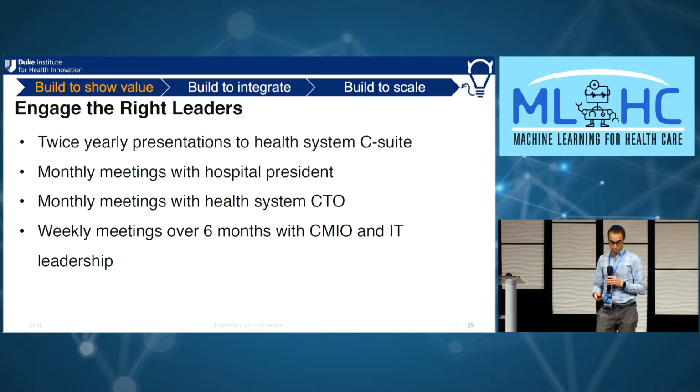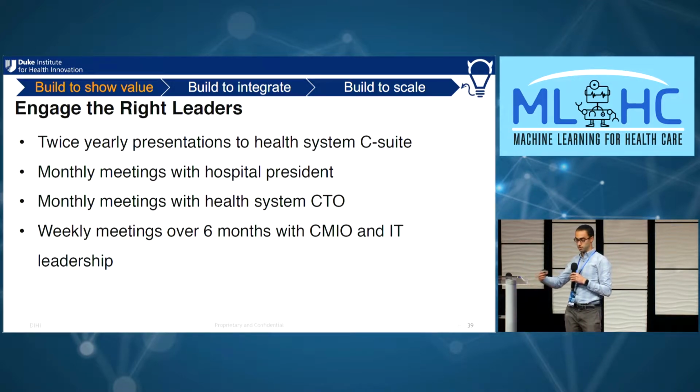You have to engage the right leaders. And part of this is really on the responsibility of the innovation team to have these relationships and have this network of individuals engaged in the projects from the beginning. So the top bullet point, the twice yearly presentations to the C-suite, those are actually standard processes for every innovation project. Every project that gets investment through our team has to do a mid-year report out and end-year report out to the C-suite, just to make sure that any barriers are removed by senior leadership.